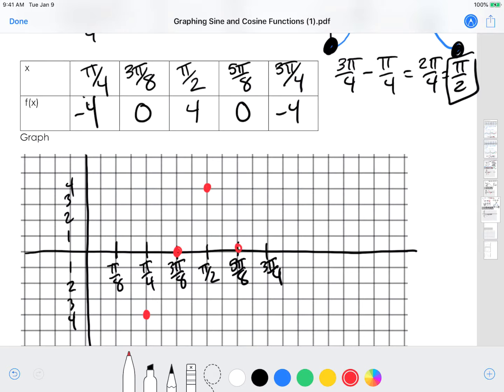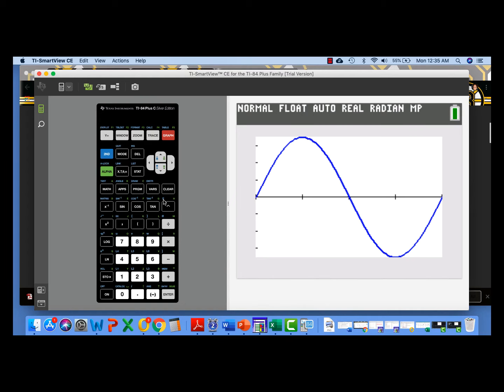At pi over 8, we come back down to 0, and then at 3 pi over 4, I come back down to my min. So this would be one full complete cycle. Now let's check it on the calculator. Okay, so let's clear out what we already have in there.